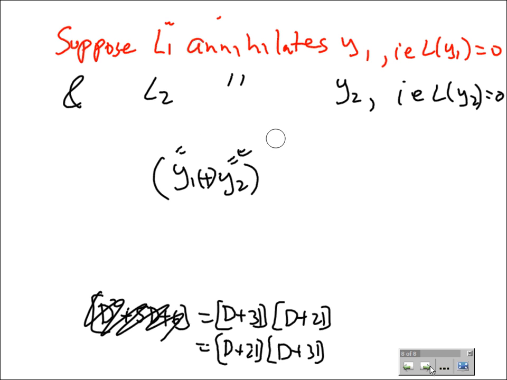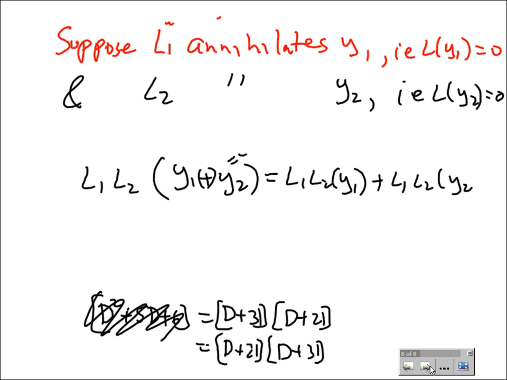So what's going to annihilate this? The answer is it's going to be the product. The reason is because this is L1, L2 on Y1 plus L1, L2 on Y2. After all, L1, L2 is just one linear operator, just like f circle g. It's one function. What on earth am I talking about?